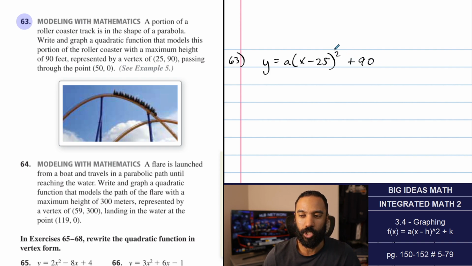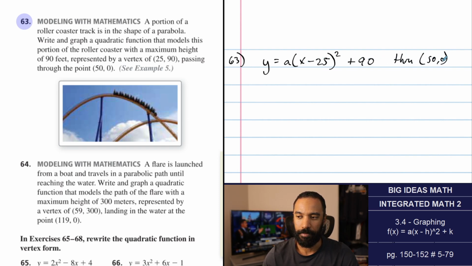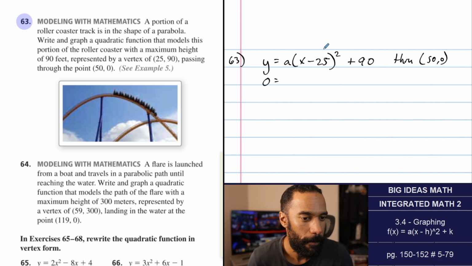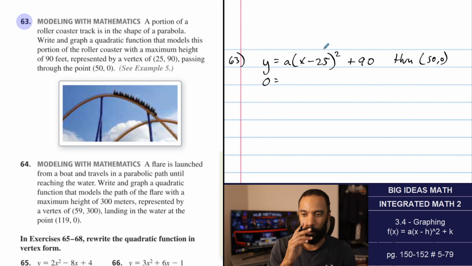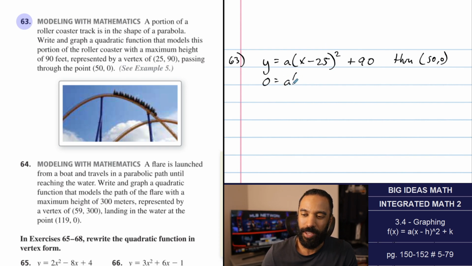By the way, don't forget your squares. A lot of people forget this thing right here. We are talking about quadratics, right? So this thing's squared here. So we're going to be passing through 50, 0. Okay, we're going to get 0 equals, what are we going from? 25, 90 to 50, 0. When I go 25 over, instead of going 625 up, I'm going 90 down. So whatever negative 90 divided by 625 is, that's what we're going to be doing as well.